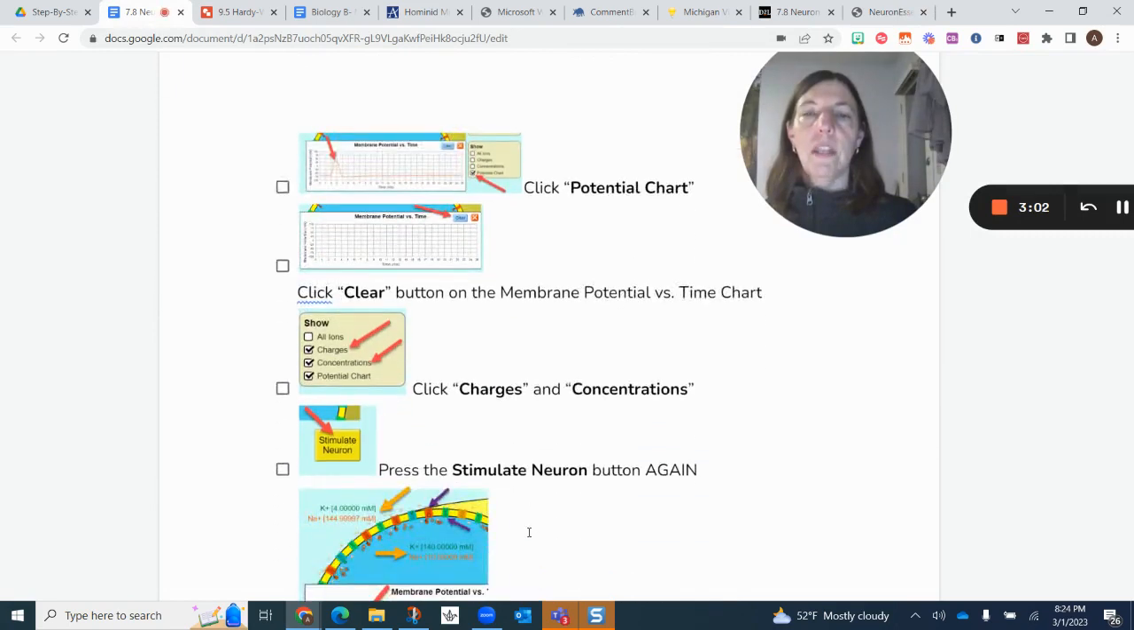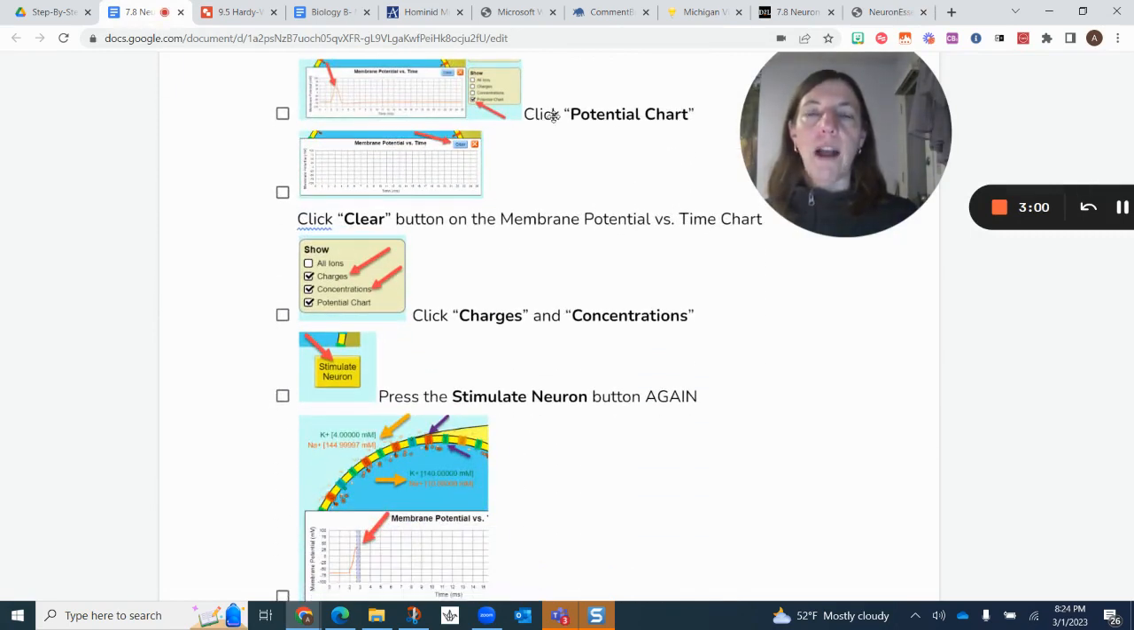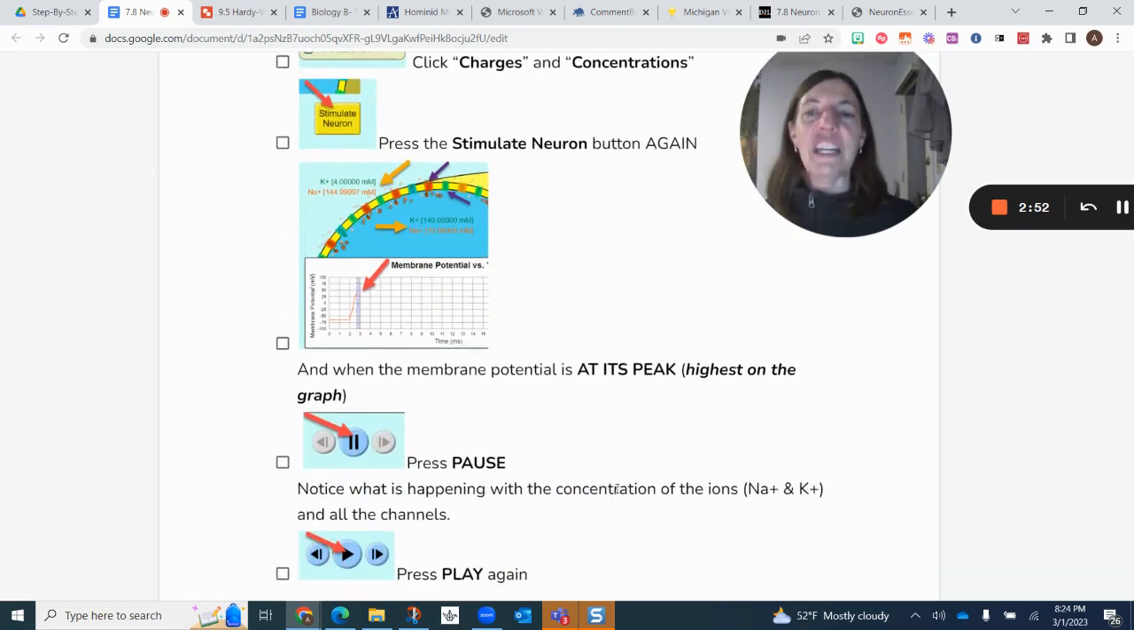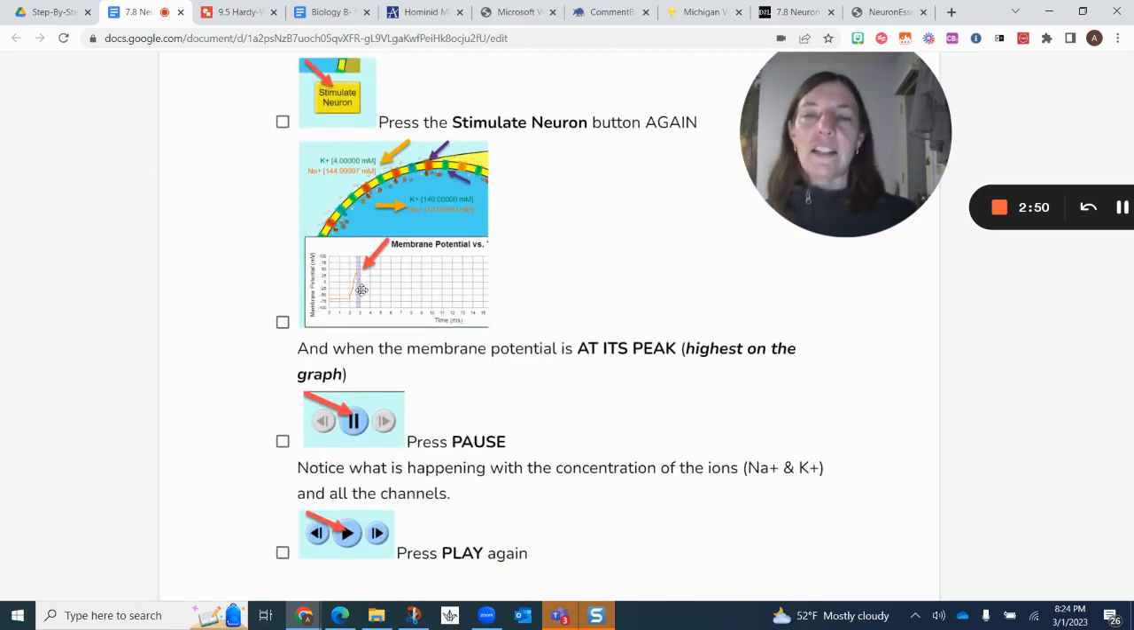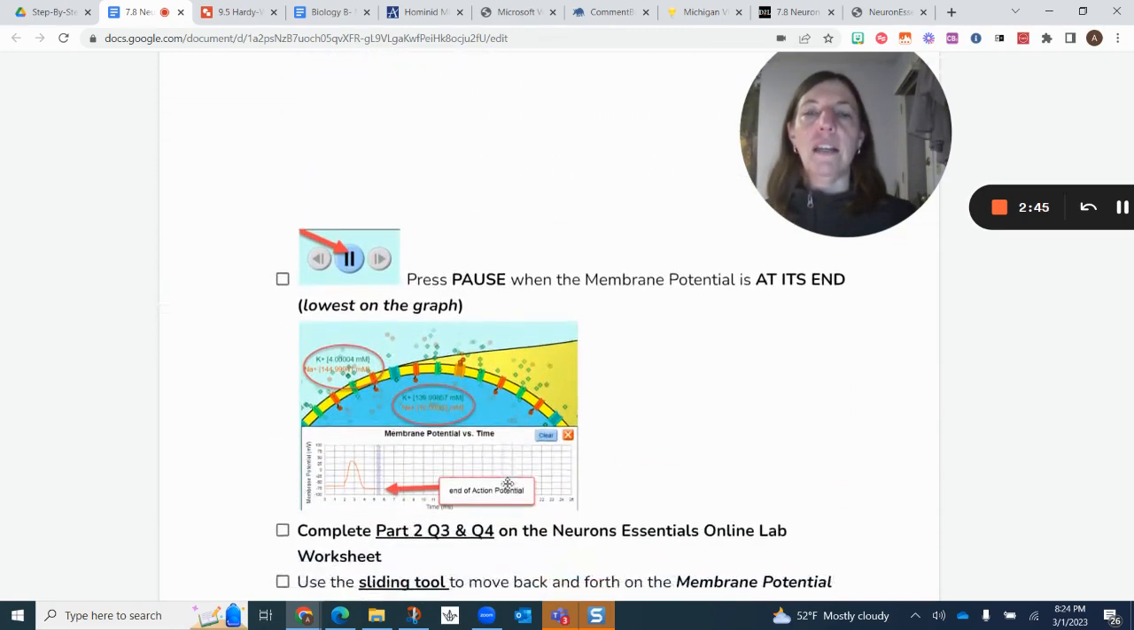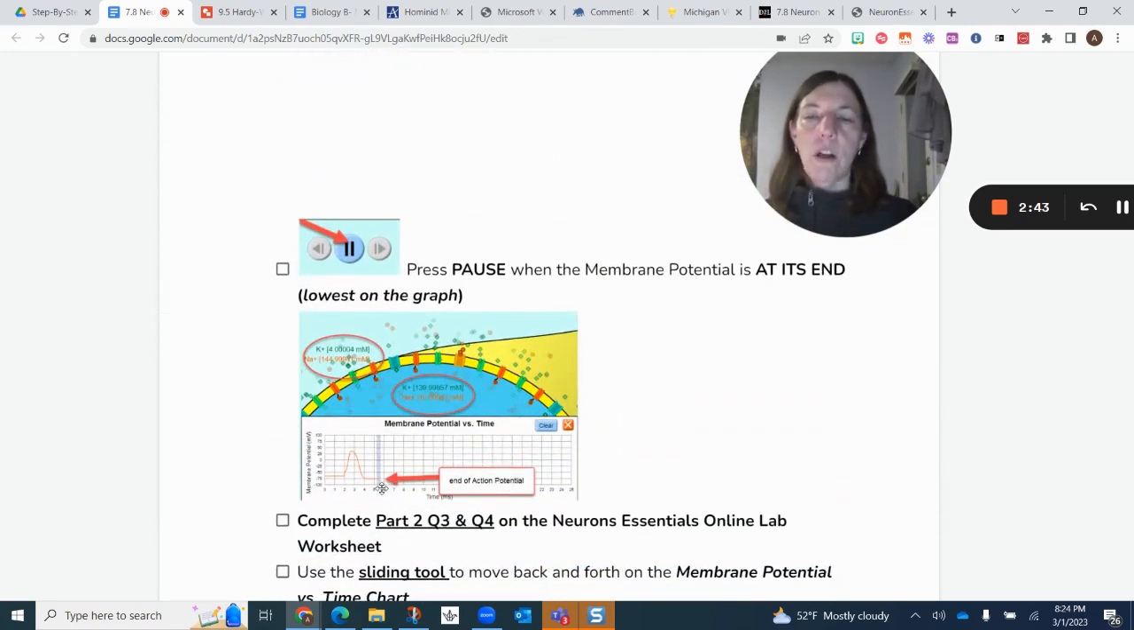Moving on. This time we're going to be looking at some graphs. We're going to hit clear. We're going to click charges concentration. We're going to stimulate the neuron again. We're going to look at it at its peak. You can pause it there if you want. You're going to play it again, and then you're going to wait till it goes all the way to the end of the action potential. And then we're going to answer questions 3 and 4.